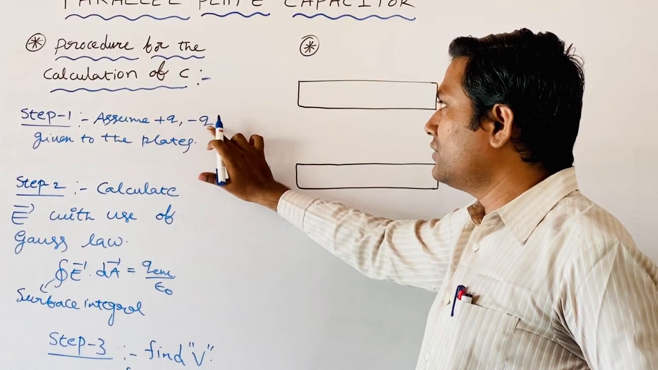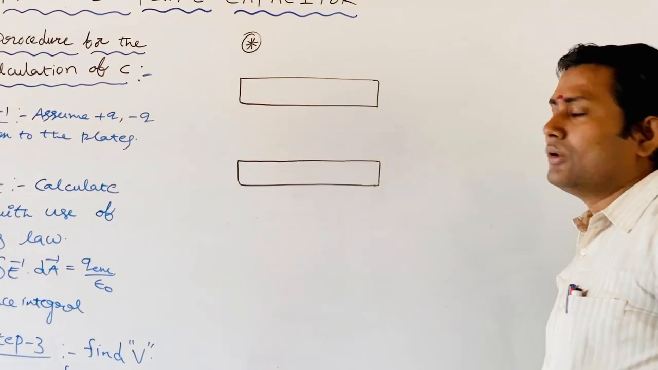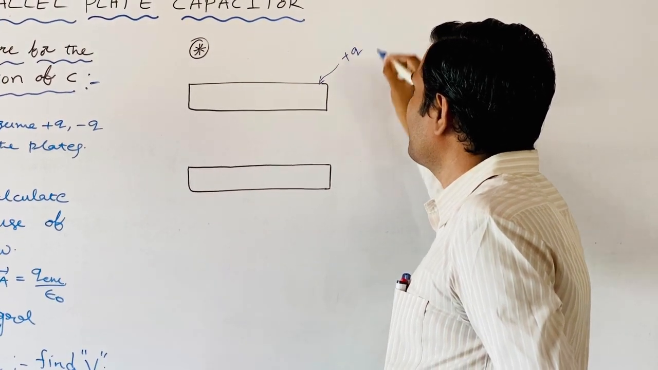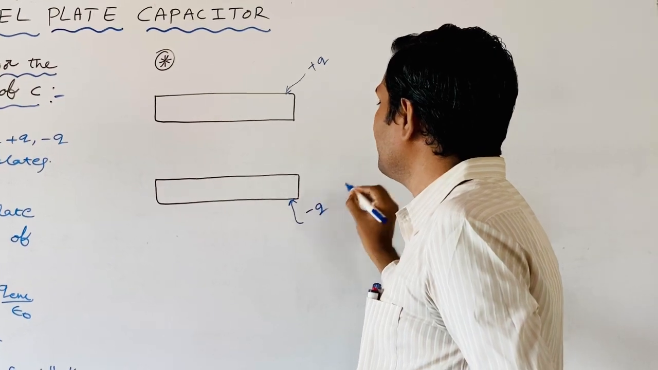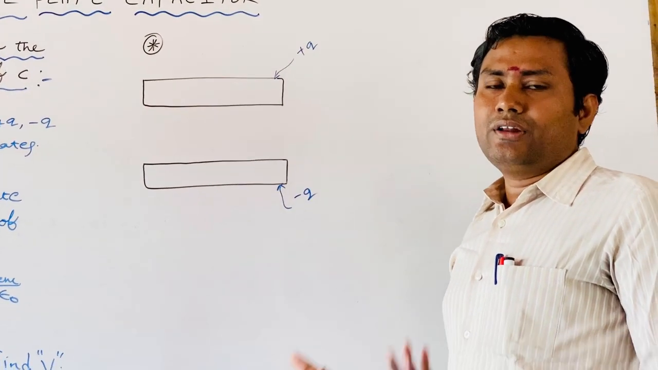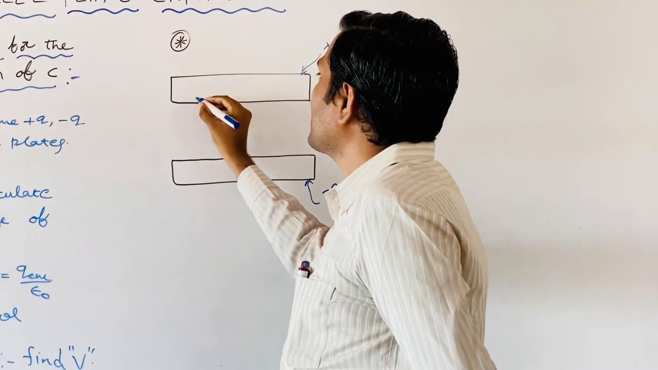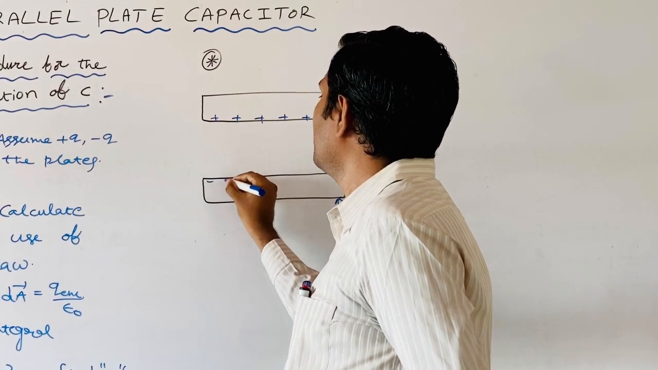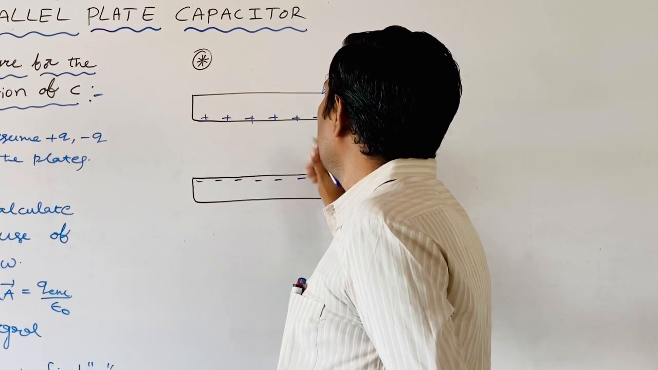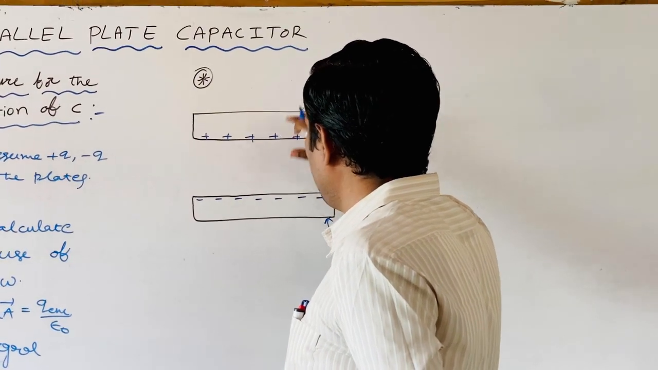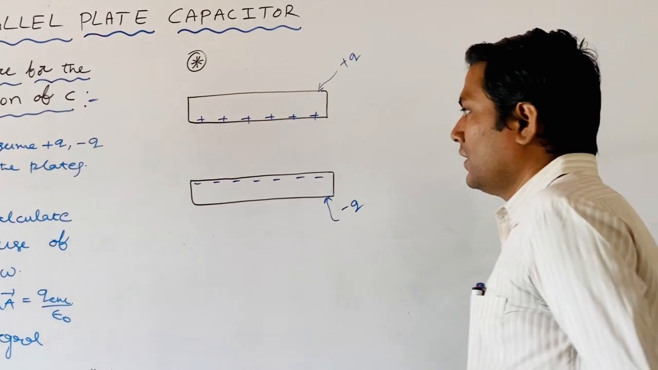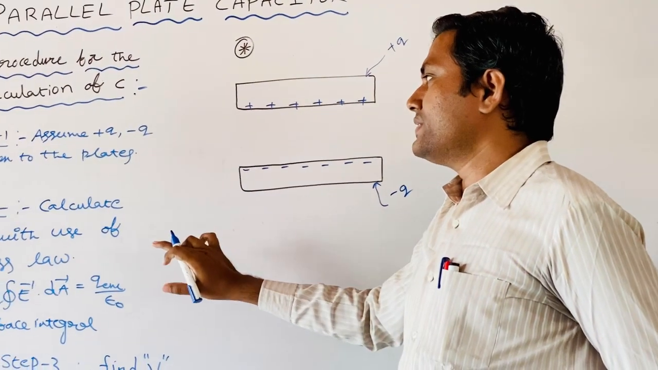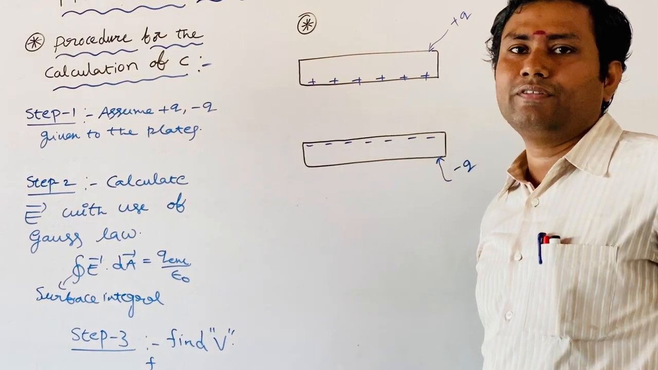First of all, we can apply step 1. According to step 1, I am giving plus Q for this plate and minus Q for this plate. So where does this charge entirely locate? Plus Q comes here, minus Q distributes here. There is no charge on the other surfaces. Now go for the second step. The second step says to calculate the E bar with the help of Gauss law.